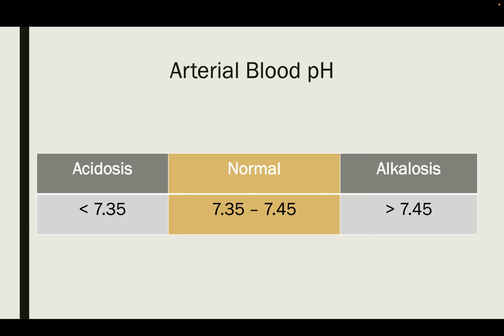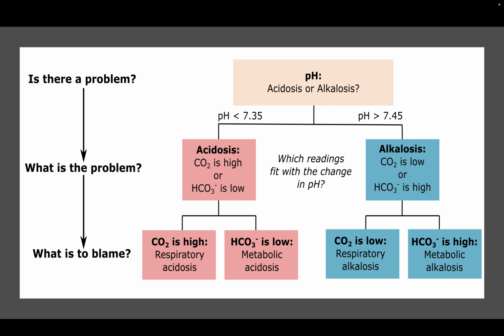So 7.35 is our low end for our normal range. Even if you go 7.34, 7.33, it might not sound like a lot, but to the body, it is. So even at 7.34, you are going to be in an acidotic state, and the body is going to start to react accordingly.